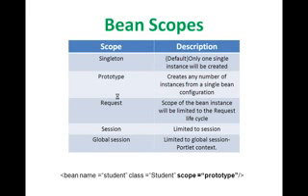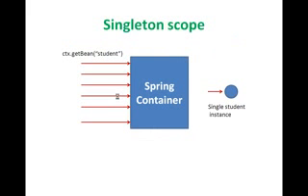And the last one is the global session, which is connected to the portal context. We will discuss the last 3 scopes in the Spring MVC tutorials. Coming to the singleton scope, this is the default scope that is defined in the Spring framework. So once you don't define anything like scope, then automatically Spring considers it to be a singleton scope.